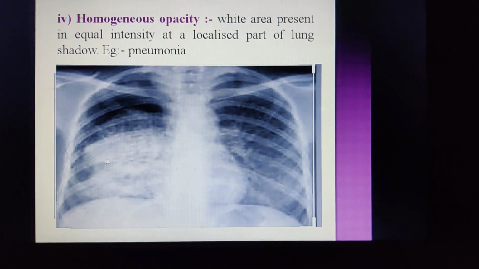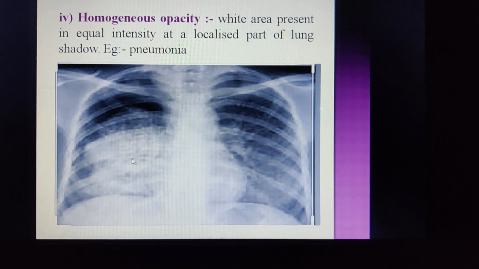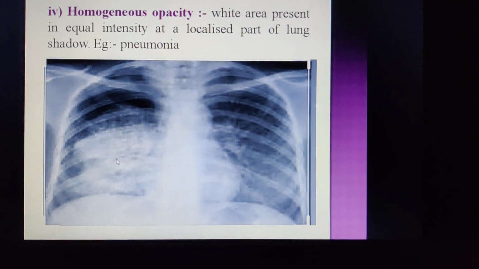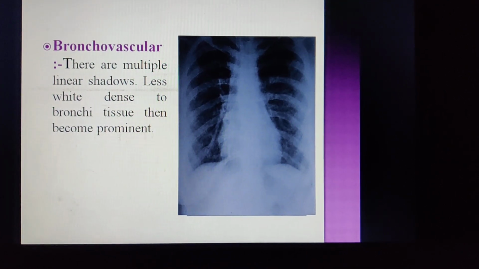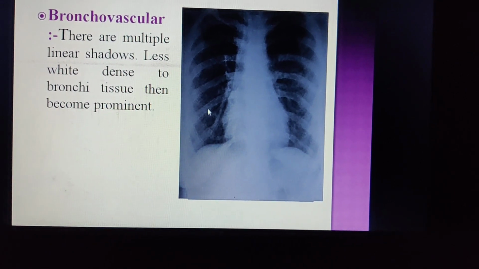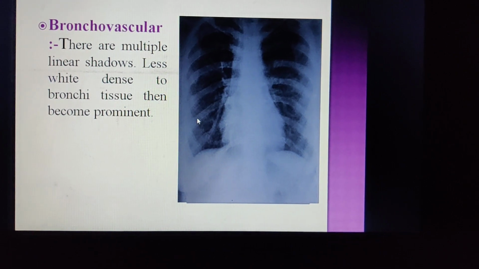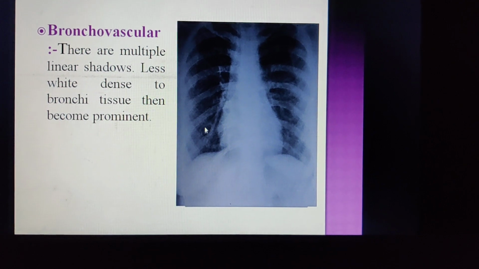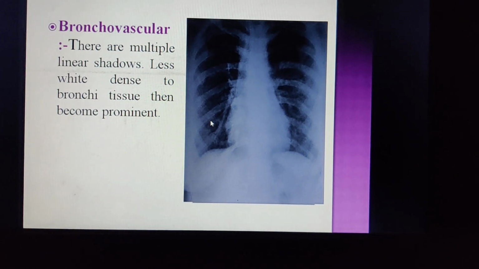Homogeneous opacity: a white area present in equal density at a localized part of the lung shadow. It is indicating pneumonitis. Bronchovascular markings, we can say prominent bronchovascular markings. There are multiple linear shadows, less dense white than bronchial tissue, that become prominent. It is indicating COPD, in case of asthma and chronic bronchitis.